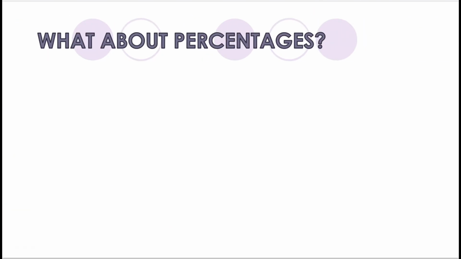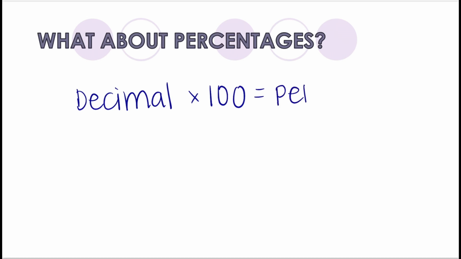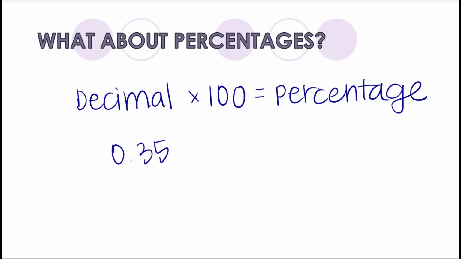Percentages are really similar. The only difference with this is first you take the decimal and then you multiply it by 100 and that equals your percentage. So for example, if I had 0.35 as my decimal, I would multiply it by 100 and my percentage would be 35%. Really all you have to do is take this decimal 2 places that way and then you're done.